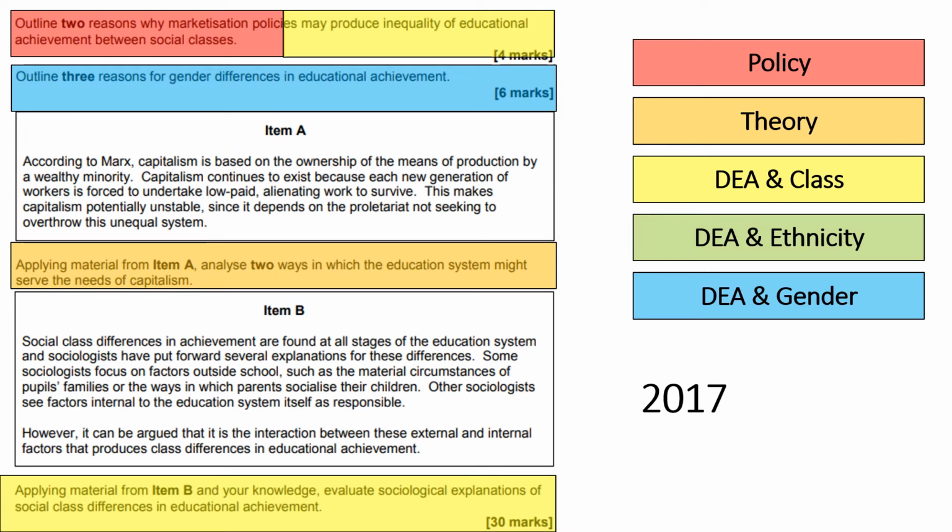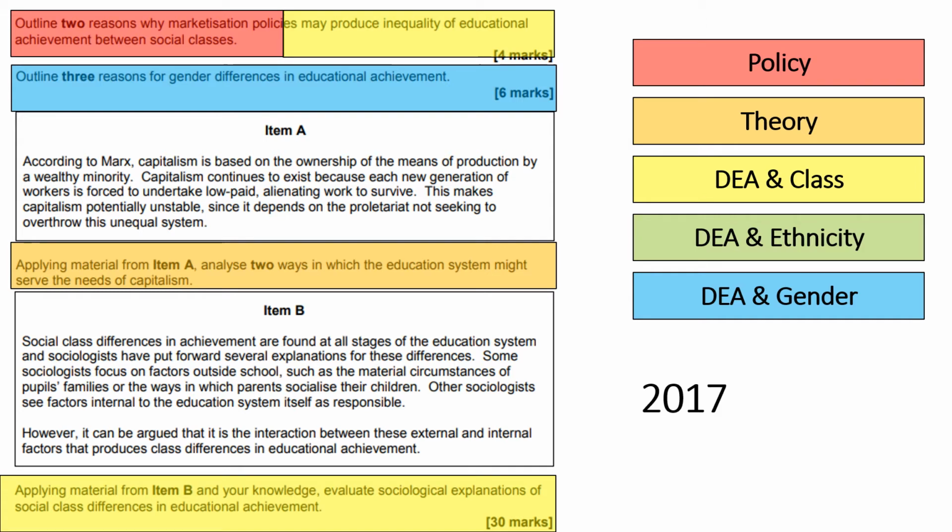In 2017, a similar-ish pattern. For the 4 marker, it's looking at marketization. So it's got a bit of policy, it's got a bit of class. The 6 marker is all about gender. The 10 marker there is a theory one, and then the 30 marker is a class essay again.